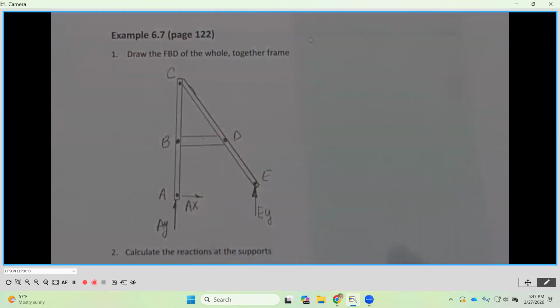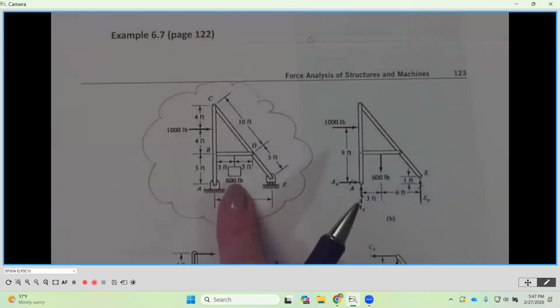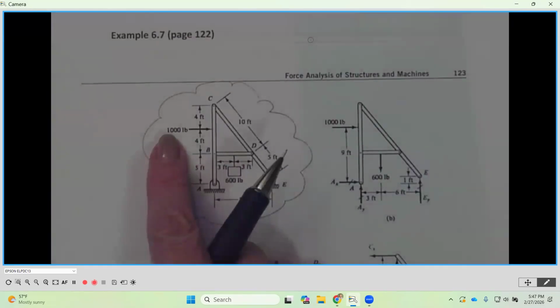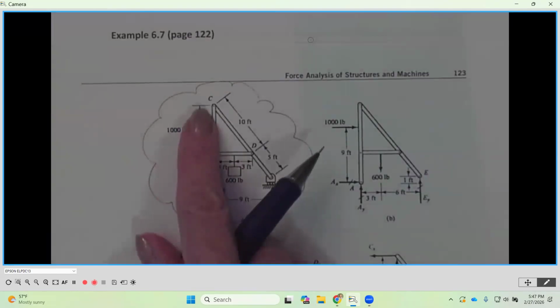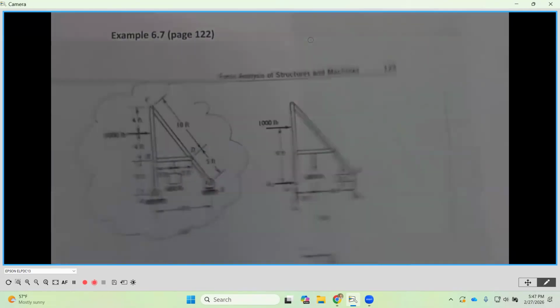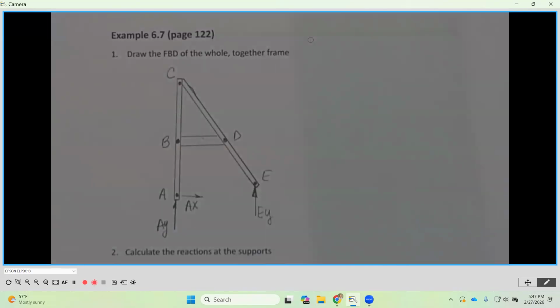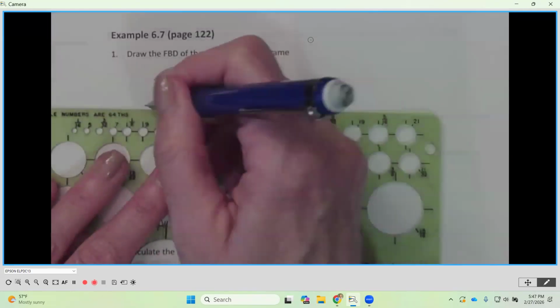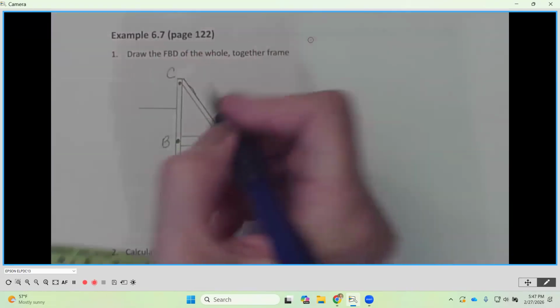All right. Now we have two loads, as we saw. We have 600 pounds going down mid-span on BD, and we have 1,000 pounds going to the right, 4 feet down from point C. Okay. So I'm going to show 1,000 pounds here.